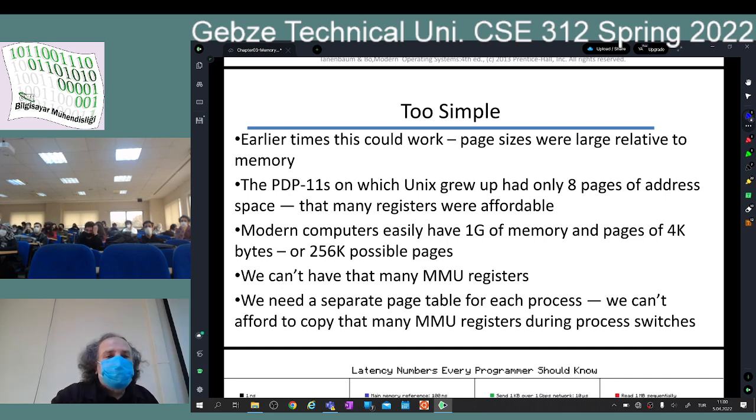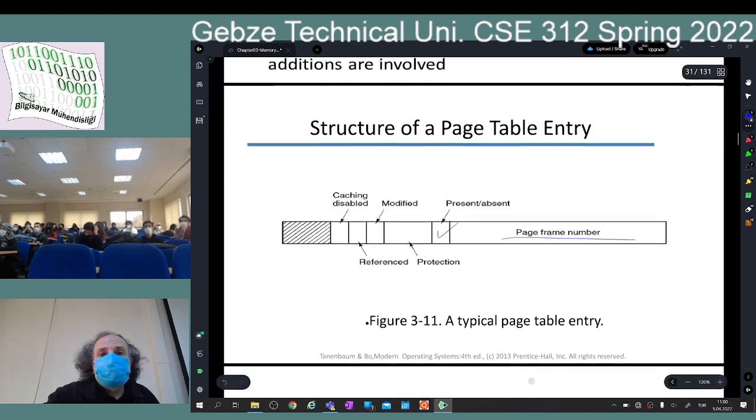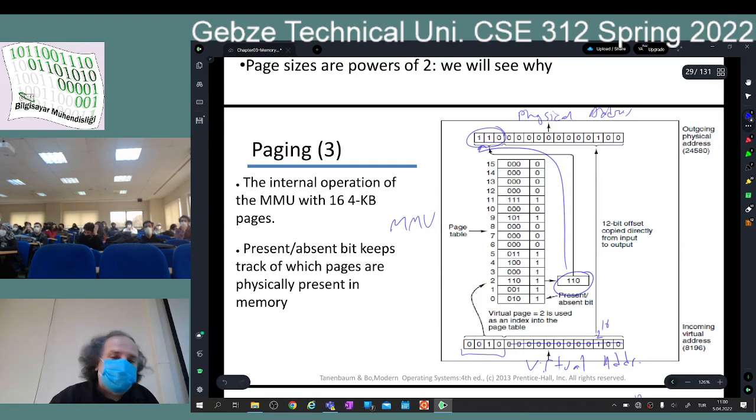So we need a separate page table for each process. That's the other thing too. This is for a process only, and obviously each process has its own virtual page table. Whenever I do context switching, I need to store this page table into my process table and load the new page table. And this is where the context switching becomes more expensive.